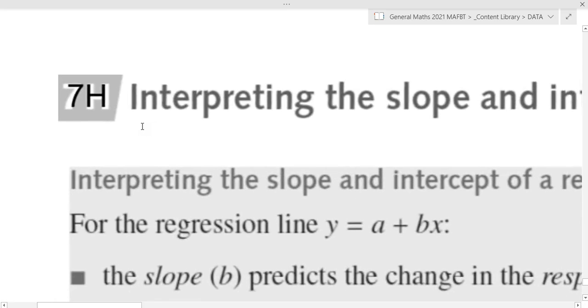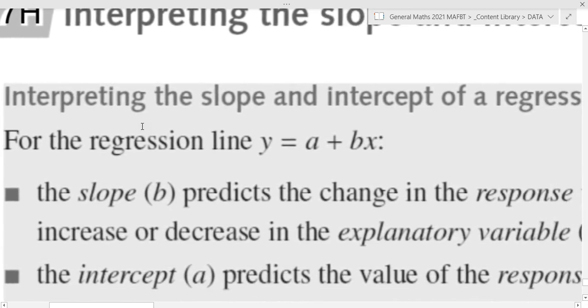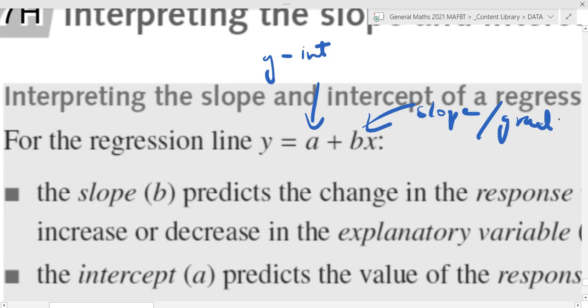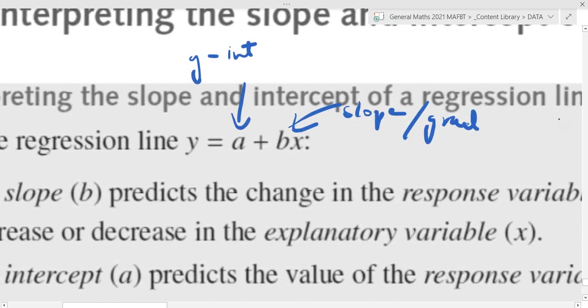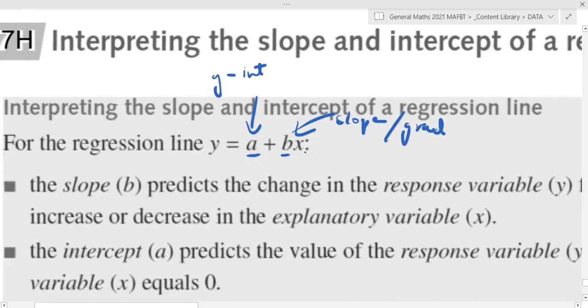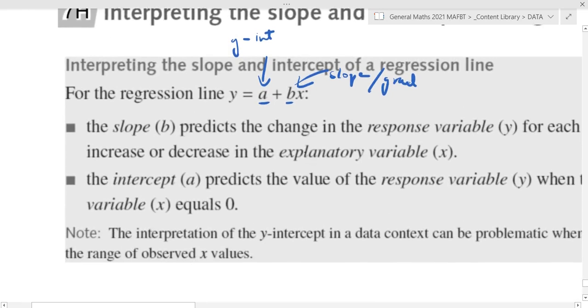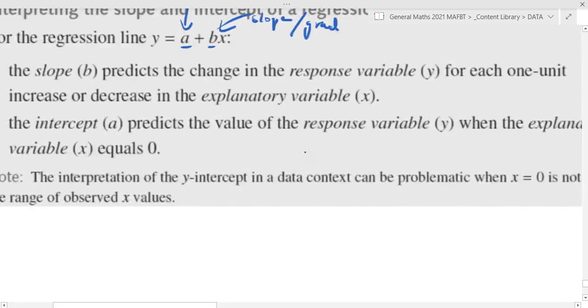Right, so we already know what this means, yeah, guys? A plus bx. Can anyone tell me what the letters mean? What are the two main letters that we look for? A is the y-intercept, and B is the slope or gradient. Those are the two things that we need to understand when we interpret the regression line. There are also actual definitions there.